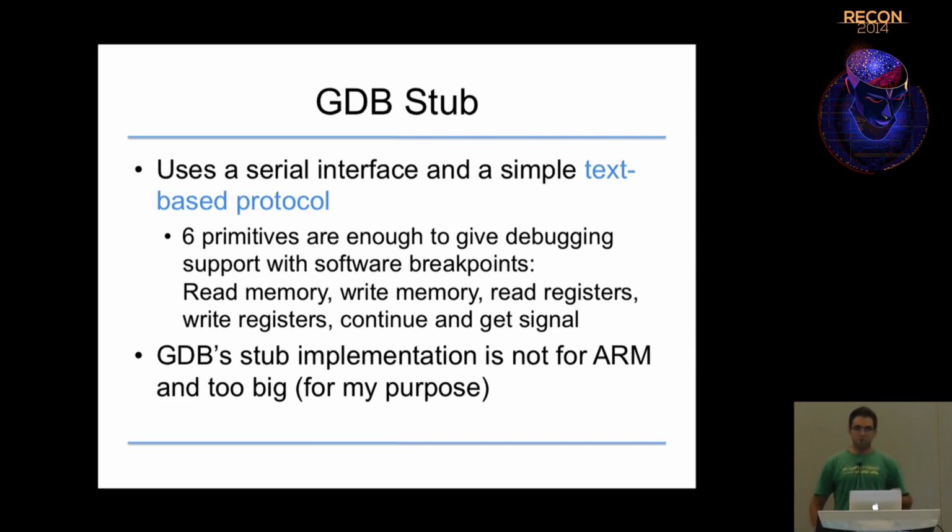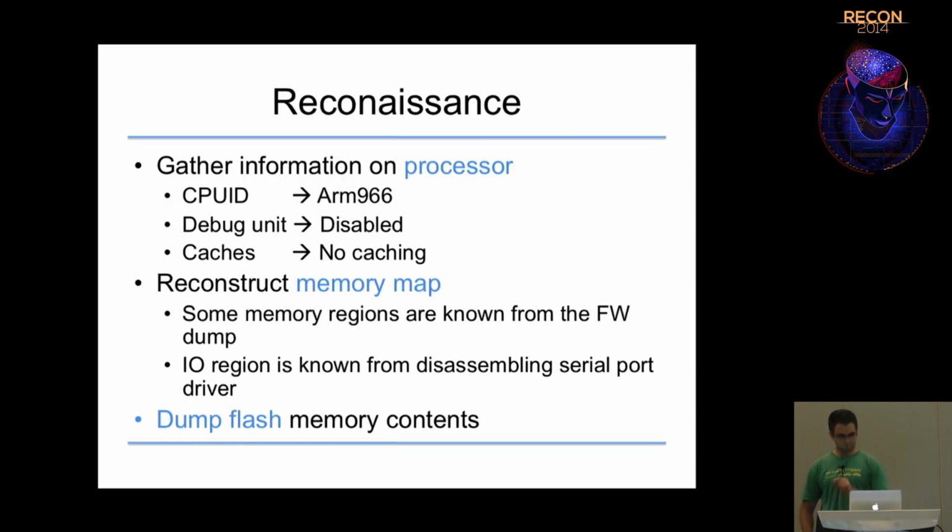Okay, the GDB stub is really simple. It uses the GDB remote protocol. It's absolutely no wizardry. And the amazing thing is that you need to implement only 6 primitives to make GDB work, which is read-write memory, read-write registers, and continue and get signal. I didn't use GDB's implementation because first, it was not for ARM, and second, it's quite big. And I needed something small since I was reprogramming the bootloader quite often.